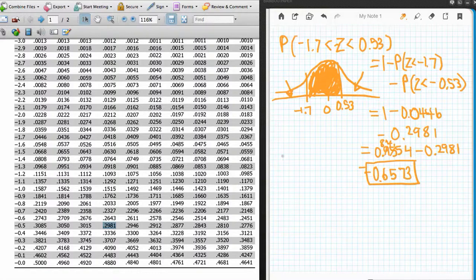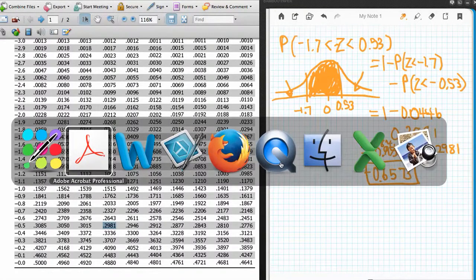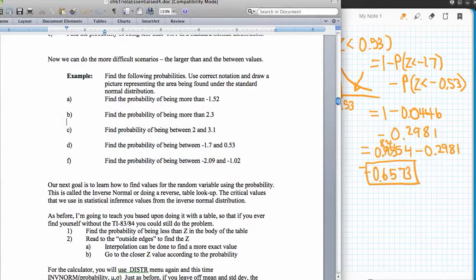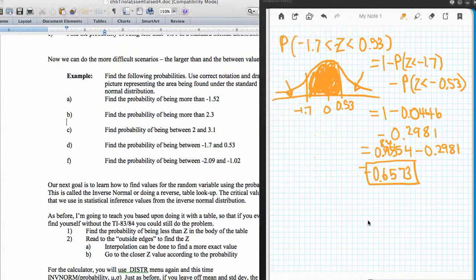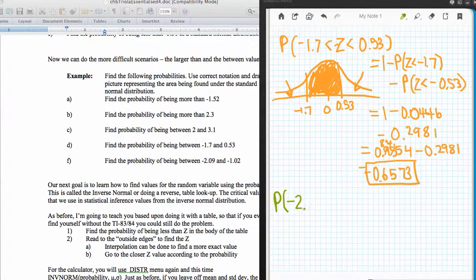So that's between a negative and a positive, and you see how it changes what I need to do on those. Now the last one is between two negative values, and again between two negative values is an easy one. It's the ones that are between a positive and a negative that we kind of have to think. So we have a negative 2.09, that's my small one, less than my z, less than my negative 1.02. And I'm going to find between these two values.